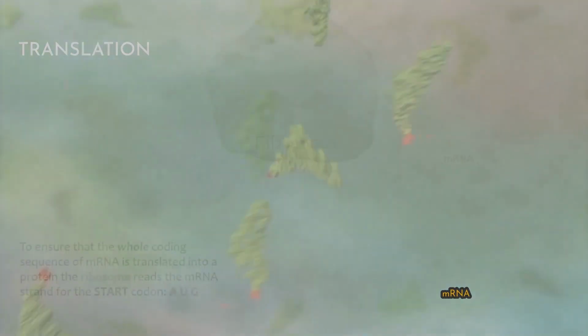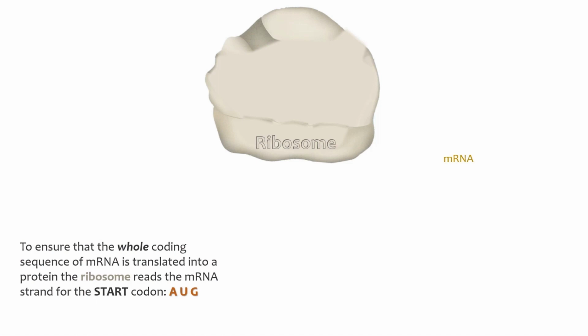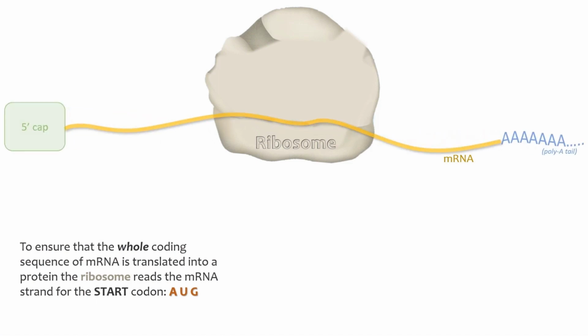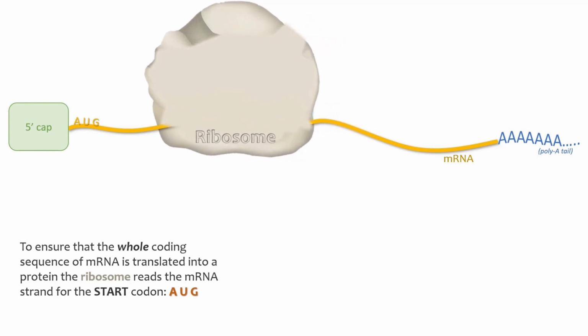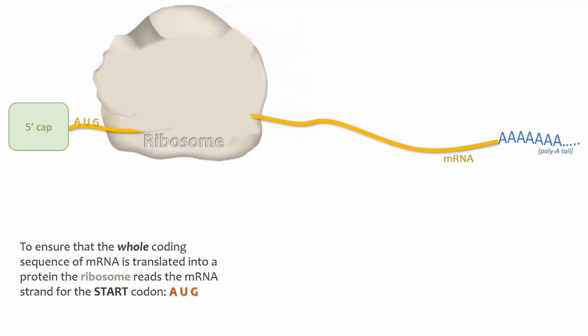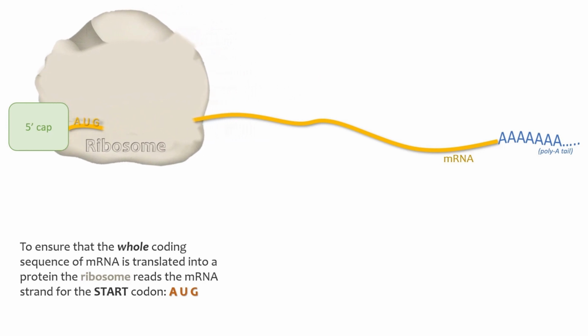So, to ensure that the whole sequence of mRNA is translated into a protein, meaning we are making sure that translation is not somehow starting in the middle of the mRNA sequence, the ribosome reads for a quote-unquote start codon. A start codon is the sequence AUG, found right after the 5' cap, at the beginning of all mRNAs that are ready for translation.